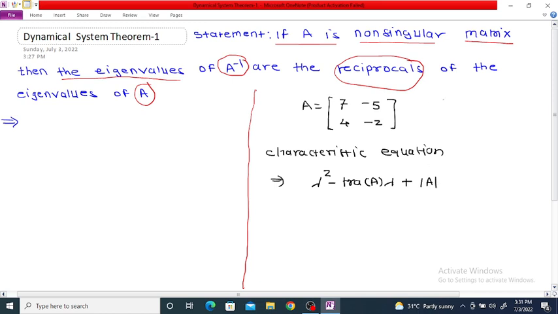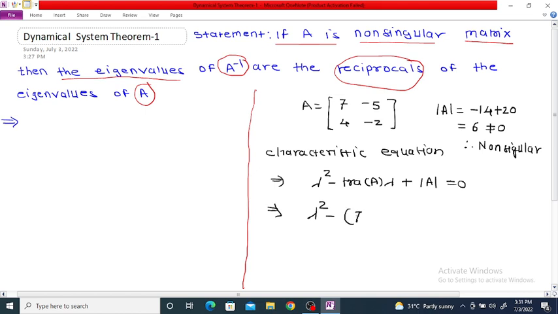First of all, we are going to check whether it is non-singular. So determinant of A is equal to minus 14 plus 20, which is equal to 6, not equal to 0, and therefore it is a non-singular matrix. Now this theorem is applicable, since it is non-singular.